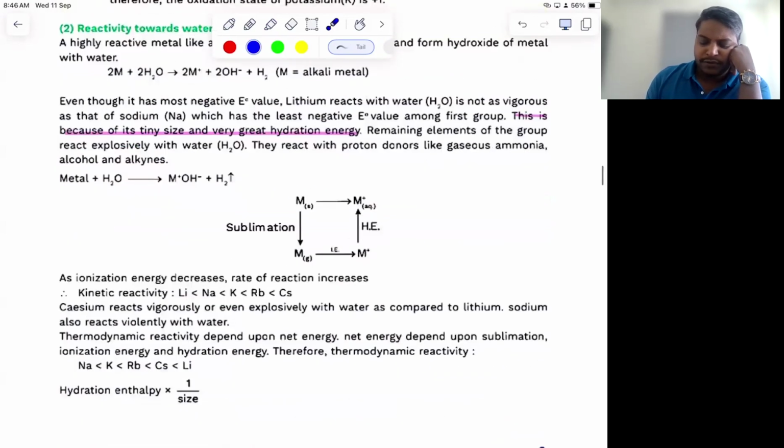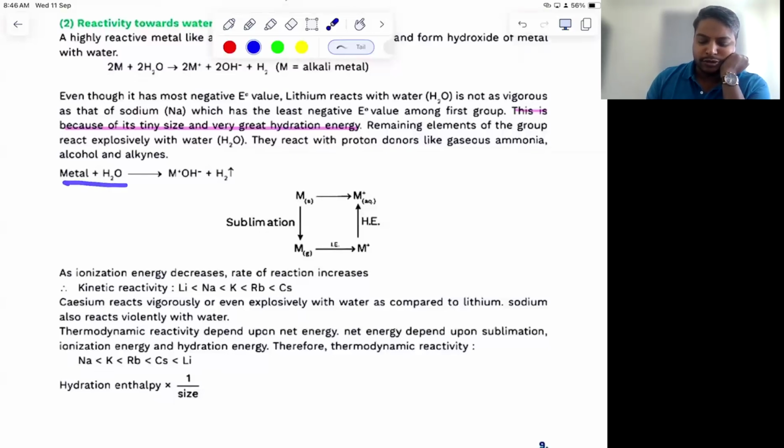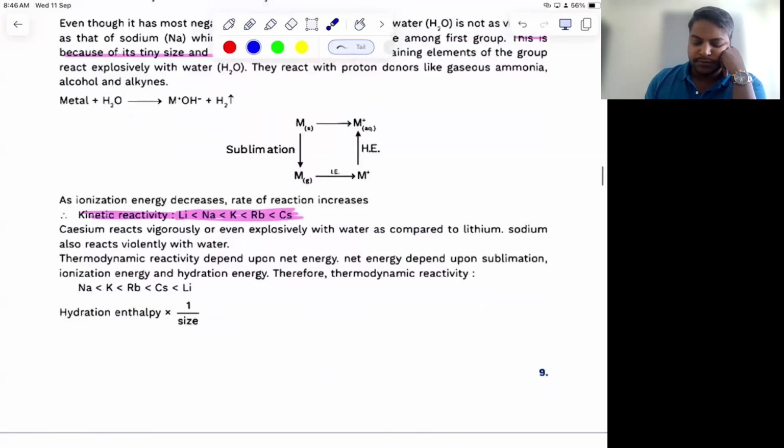First, like I said, this is what we check for identifying the oxidation of metals. When you add metal to water, this is what we expect. As the ionization energy decreases, the rate of reaction will always increase. So kinetic reactivity, that means how fast it will react, depends upon how low their ionization energy is. So remember that in water, this is the kinetic reactivity: cesium will react faster, and as you go towards lithium, it is slower.